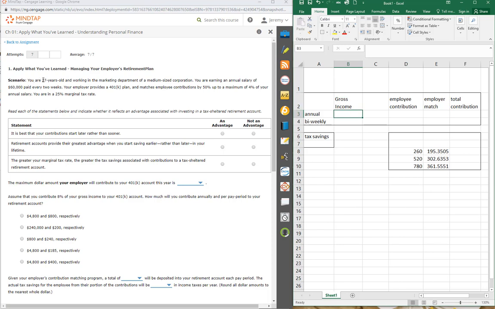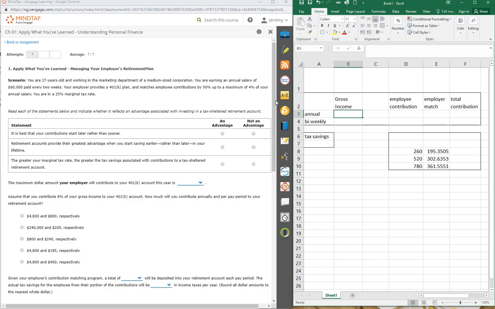But the scenario we have is that you're 27 years old, working in the marketing department of a medium-sized corporation. You're earning an annual salary of $60,000, which is paid every 2 weeks. Your employer provides a 401k plan and matches the employee contributions by 50% up to a maximum of 4% of your annual salary. And you are in the 25% marginal tax rate. So that's the setup.